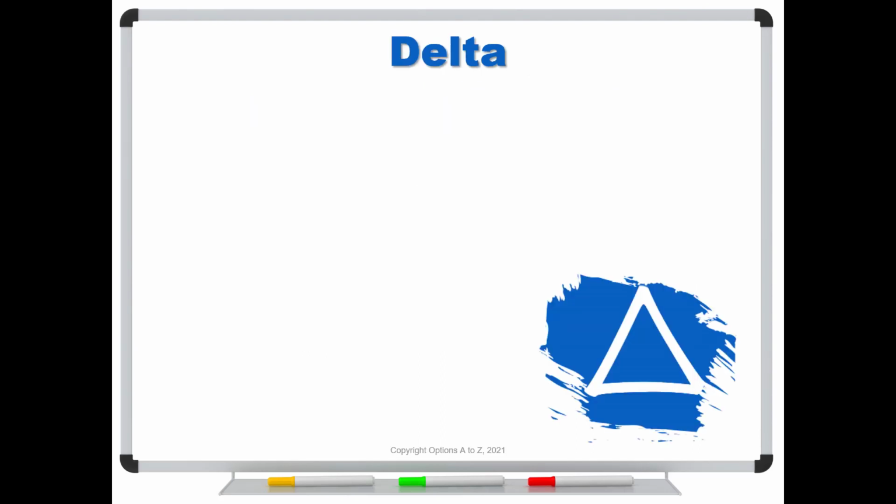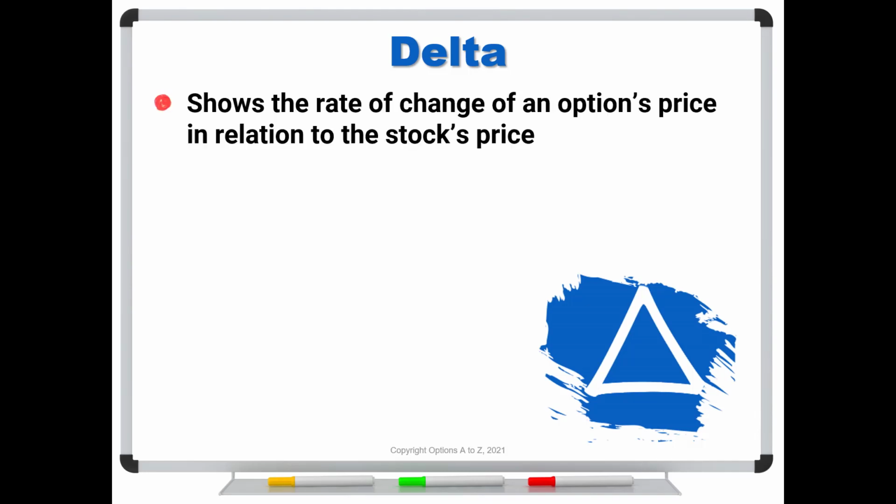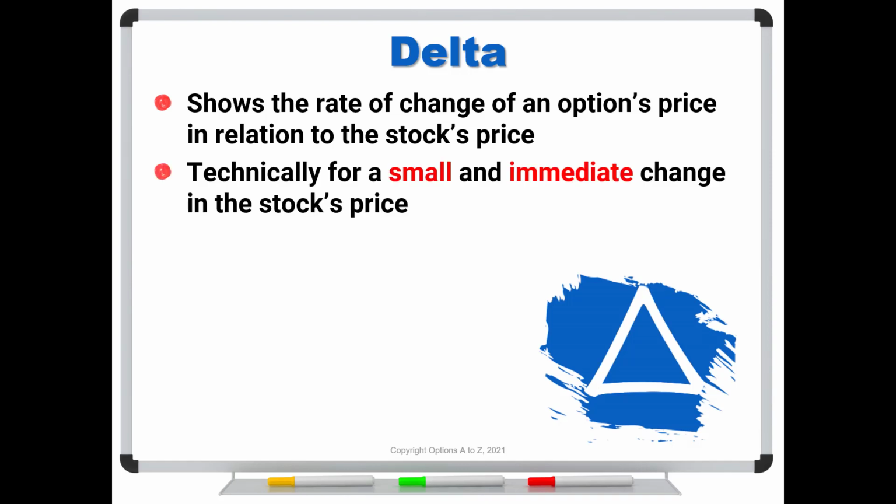So let's take a quick refresher of what delta is. Remember that delta is one of our Greeks, one of the risk measures, as we typically call them, for our options. What delta does is show the rate of change of an option's price in relation to the stock's price. Technically, this is for a very small, immediate change in the stock's price. So you don't want to say, if my delta is 0.4, it's always 0.4, or it's going to be 0.4 tomorrow or next week. What that really means is if the stock makes a move right now.